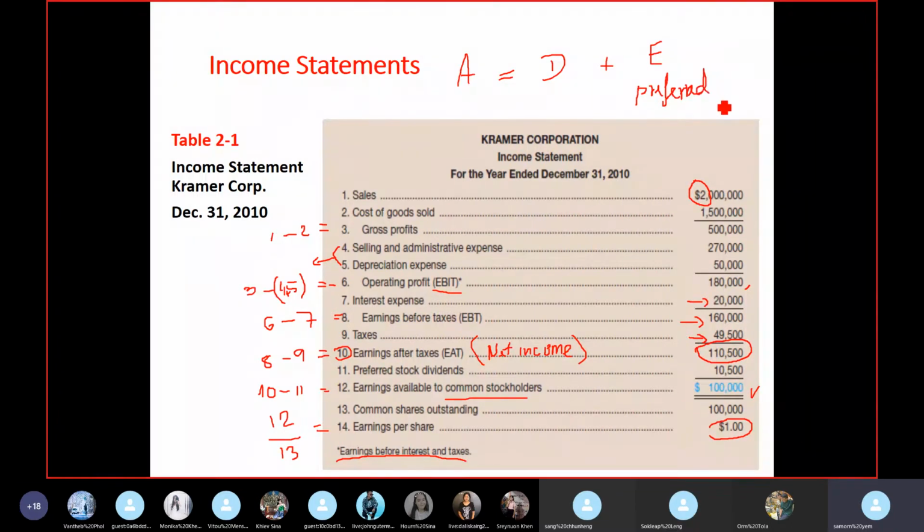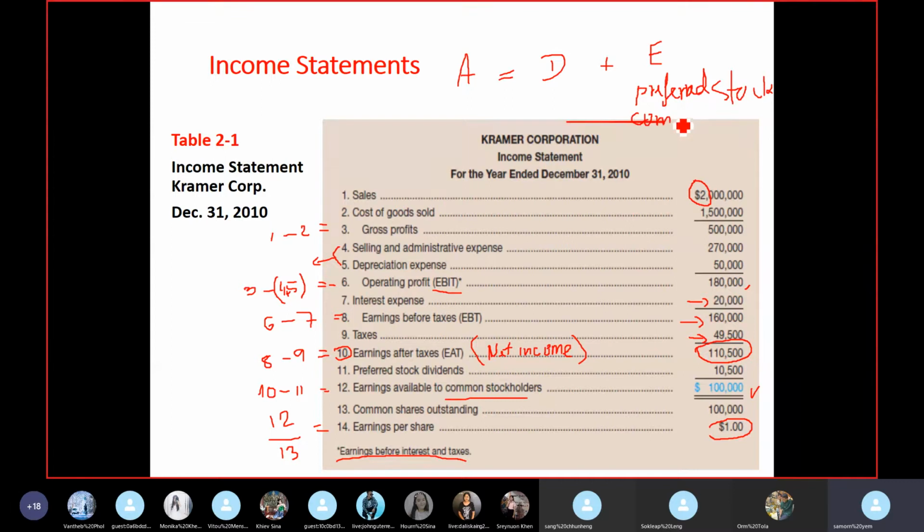The people who hold this share have the first right to get the dividend. I mean the dividend has to be paid to this kind of shareholder first, and then the amount that is left is called the amount available, or earnings available, to common stockholders. So the preferred stockholder is the priority stockholder. And the second one is the common stock.